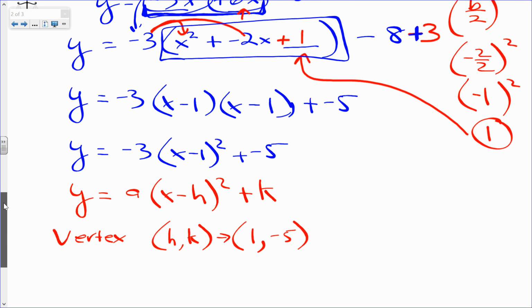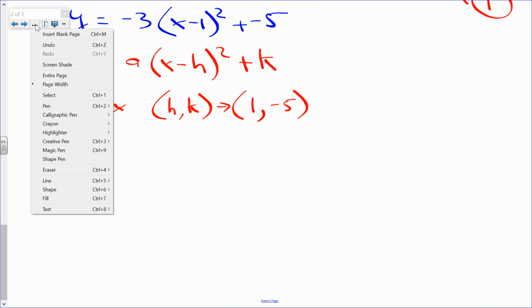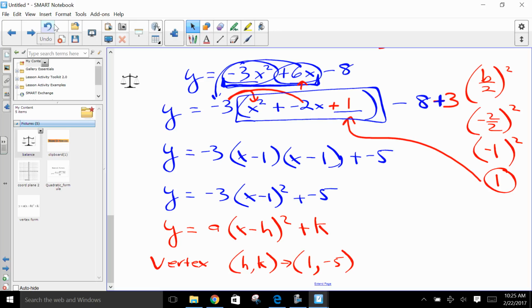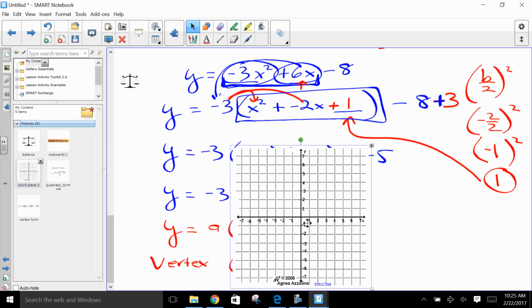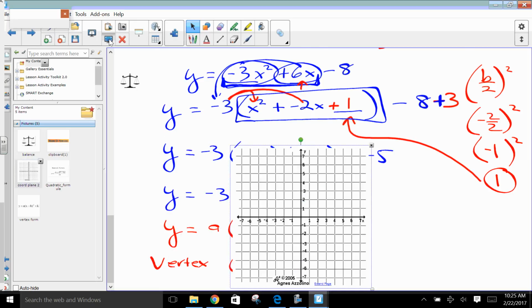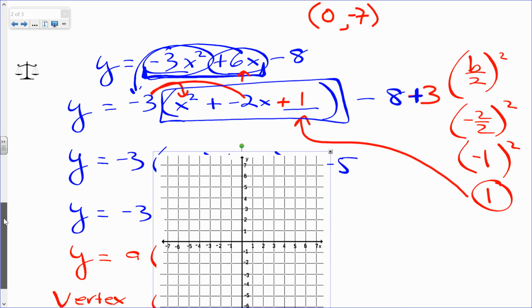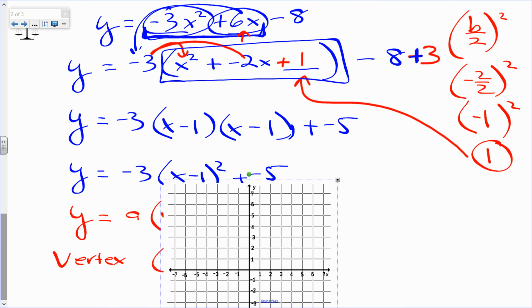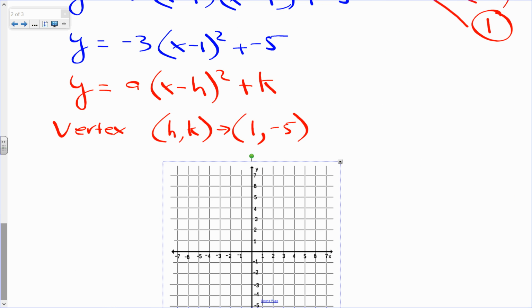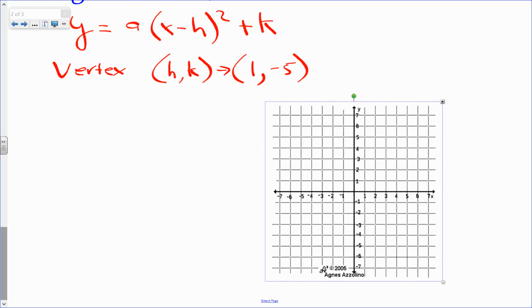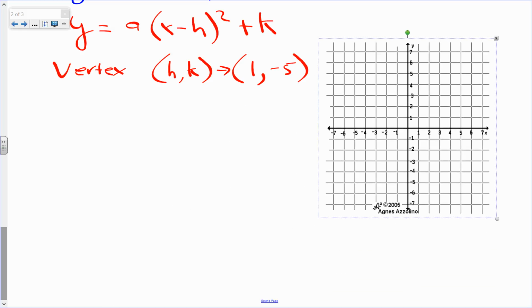Okay, so get out your graph paper. I got extra copies if you need some more graph paper. This is our last graph for today. All right. So let's graph 1, negative 5. 1, negative 5 is right there. Okay.